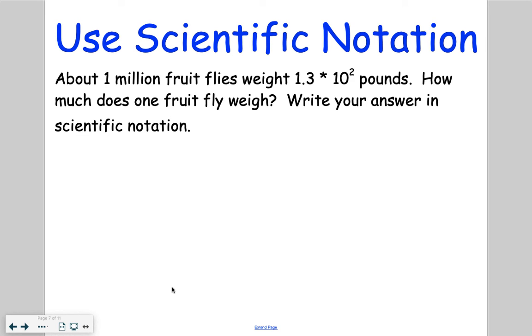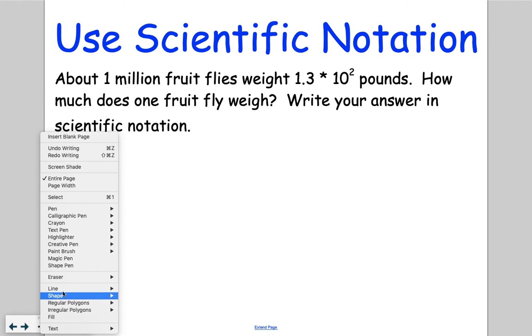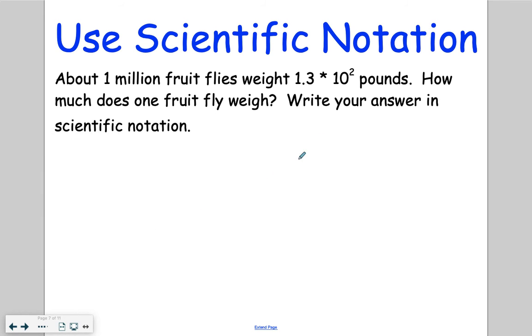So, about 1 million fruit flies weighs 1.3 times 10 to the 2nd pounds. How much does one fruit fly weigh? Write your answer in scientific notation. So what we're saying is we've got 1 million little bugs all on a scale, and that scale then reads 1.3 times 10 to the 2nd pounds. So first, since we're using scientific notation, we want to get this 1 million and make that scientific notation.